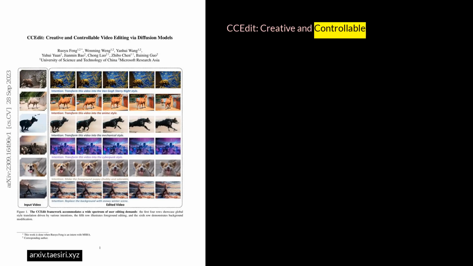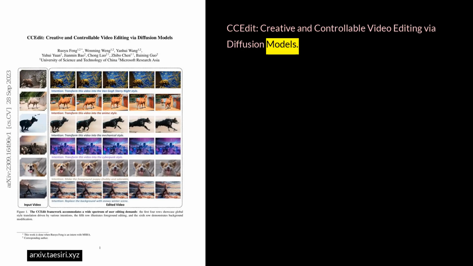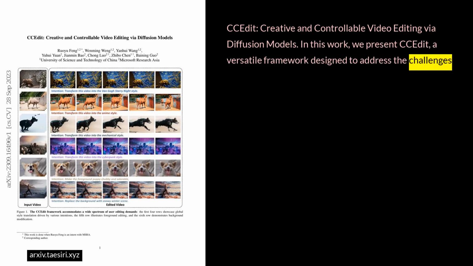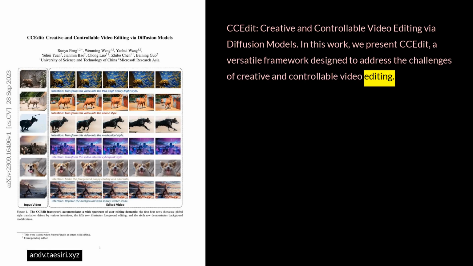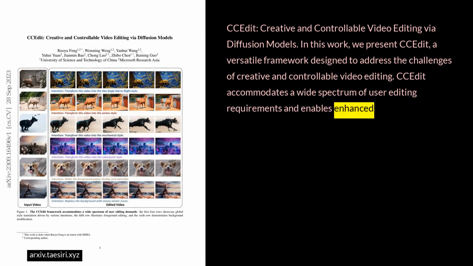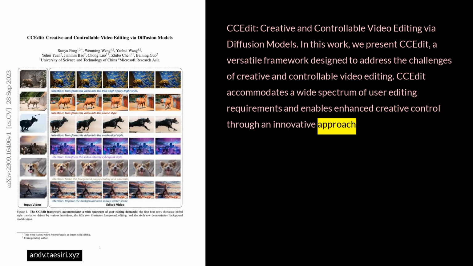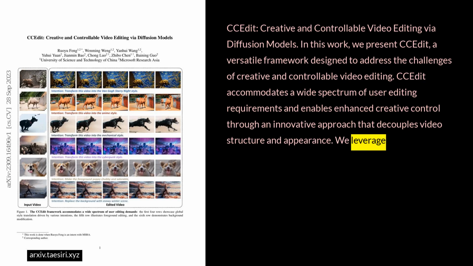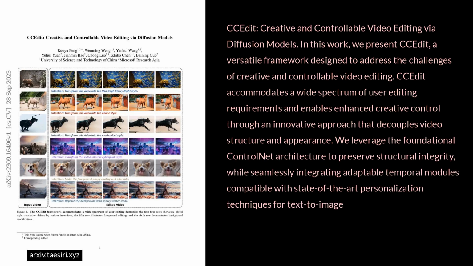CCEdit, creative and controllable video editing via diffusion models. In this work we present CCEdit, a versatile framework designed to address the challenges of creative and controllable video editing. CCEdit accommodates a wide spectrum of user editing requirements and enables enhanced creative control through an innovative approach that decouples video structure and appearance. We leverage the foundational ControlNet architecture to preserve structural integrity while seamlessly integrating adaptable temporal modules compatible with state-of-the-art personalization techniques for text-to-image generation, such as DreamBooth and LoRA.